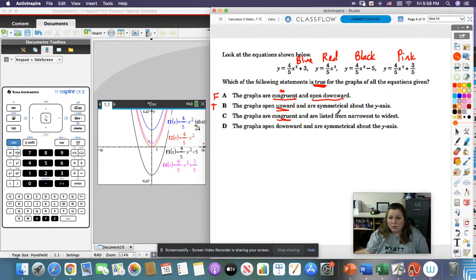We said they were congruent and listed from narrowest to widest. No, they're all the same. If they're congruent, they're not narrower or wider than each other. The graph opens downward. It does not open downward, so that's false. So the correct answer you should have got was B.